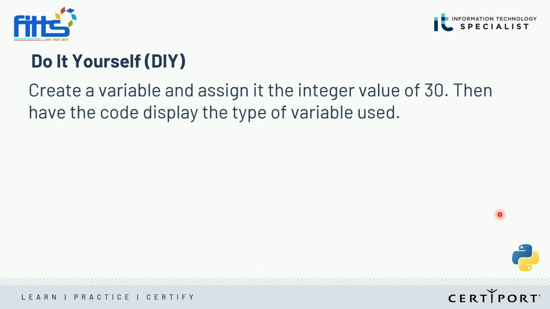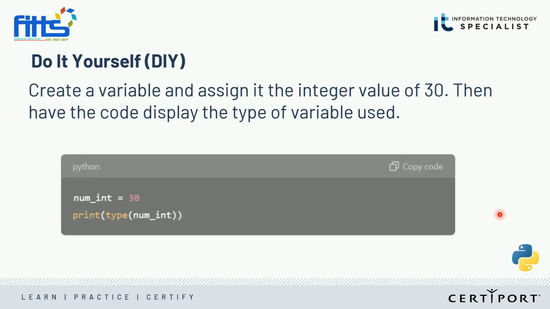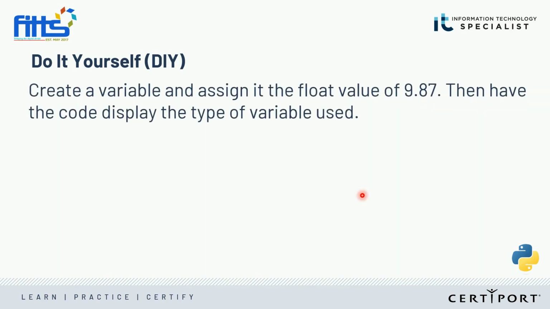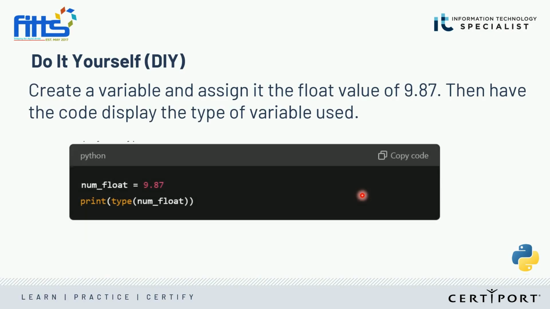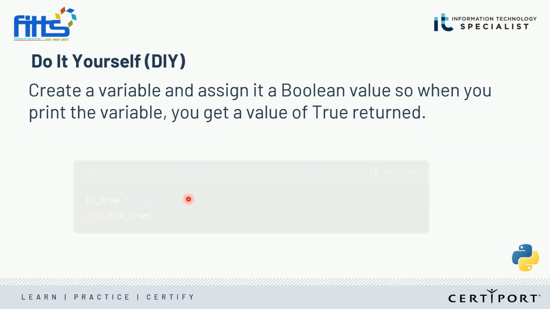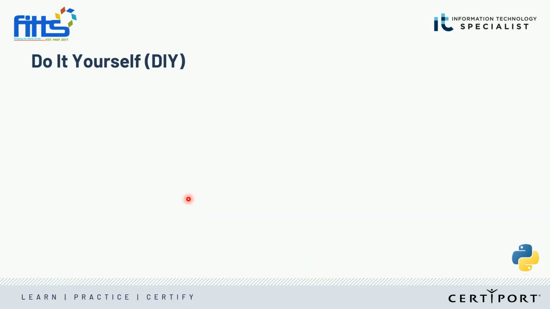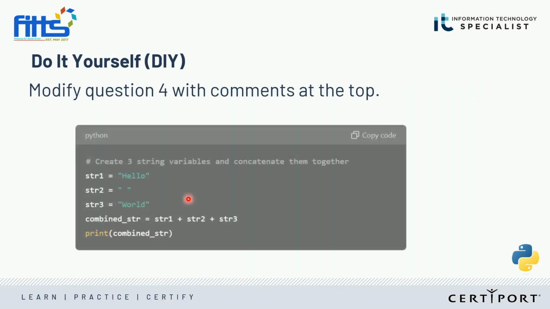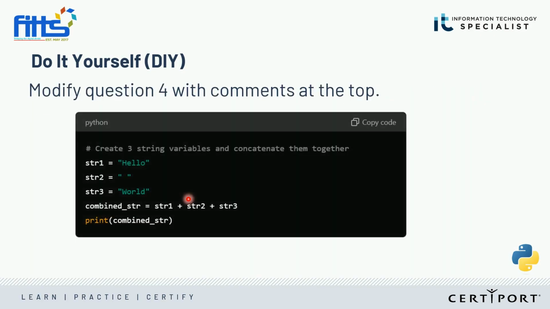Then create a variable, assign it the integer value of 30, then have the code display the type of variable used. So when you do it yourself, this is how you should go about it. Then these are the answers. When you finish, just check. Create a variable and assign it a float value of 9.87. So you created a variable, you've assigned, and you want to display. Good. So these are the answers. Just try and solve it yourself when you go through and see how it all pans out. Then you modify question 4, you would comment at the top.